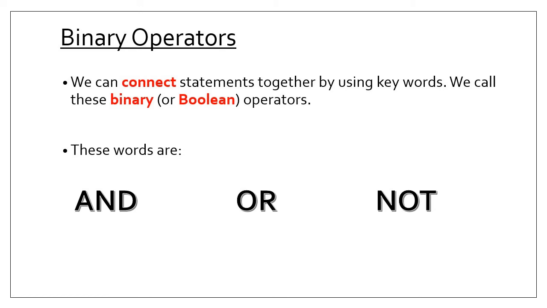So binary operators. We can connect statements together by using keywords. We call these binary or Boolean operators. These words are and, or, not.